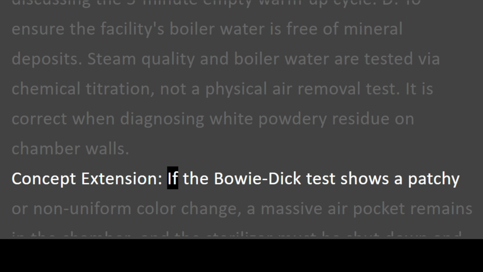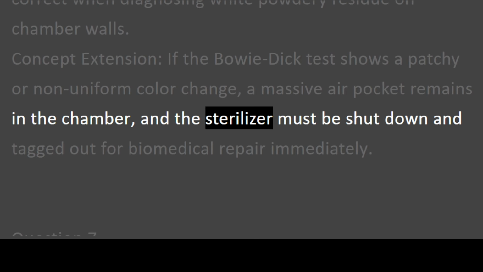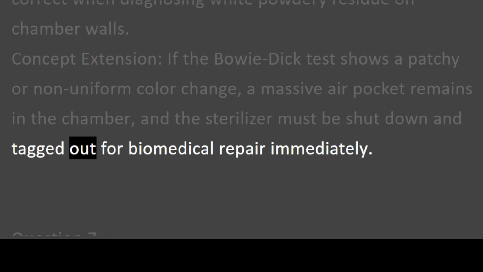Concept extension. If the Bowie-Dick test shows a patchy or non-uniform color change, a massive air pocket remains in the chamber, and the sterilizer must be shut down and tagged out for biomedical repair immediately.